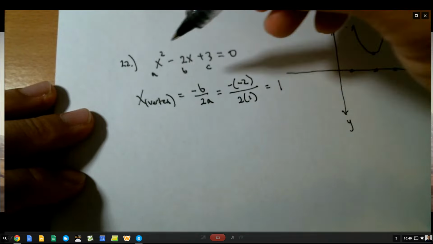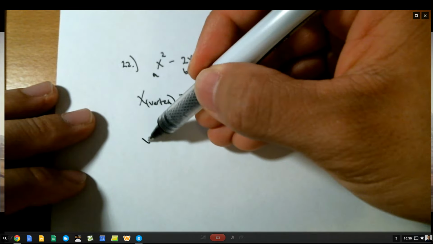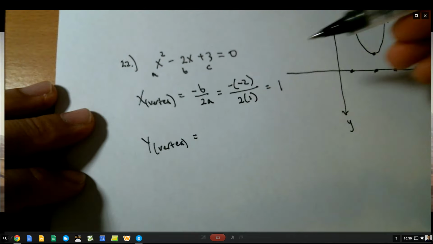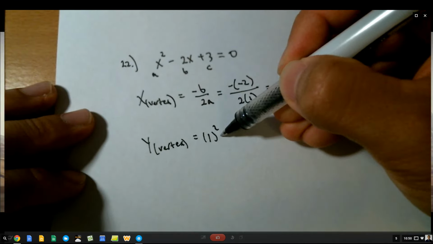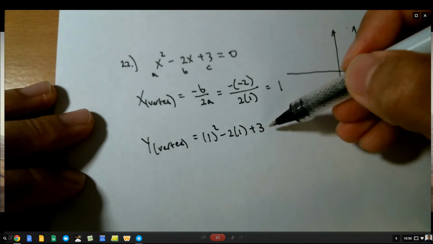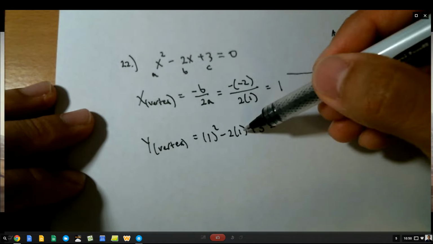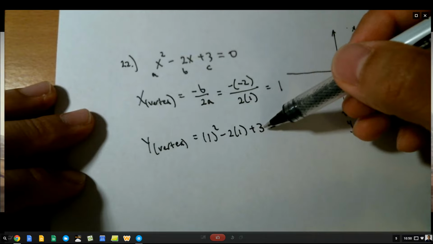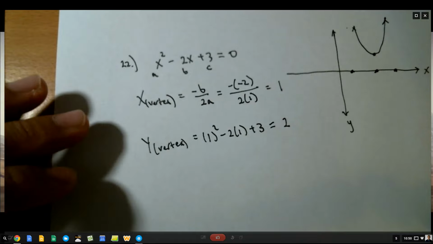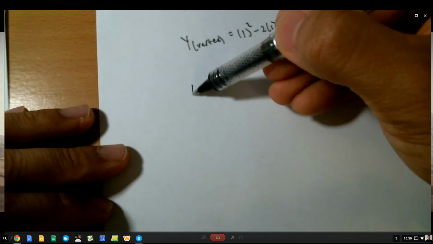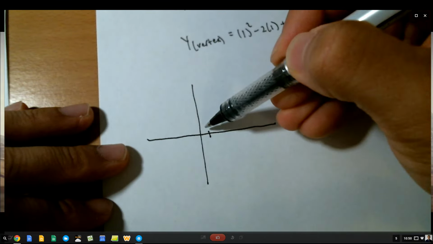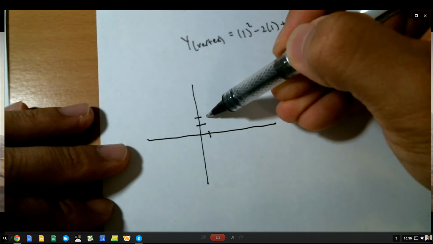And if we plug 1 into there to get the y value, the y of the vertex is simply 1 squared minus 2 times 1 plus 3. 1 minus 2 is negative 1. Negative 1 plus 3 is 2. So we know that the graph has a vertex of 1 and 2. We have a vertex right here.